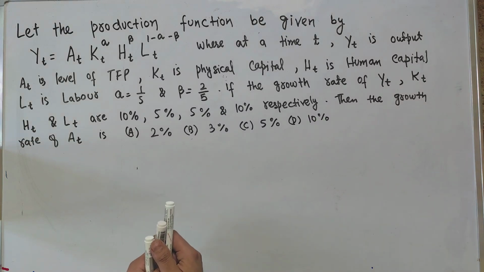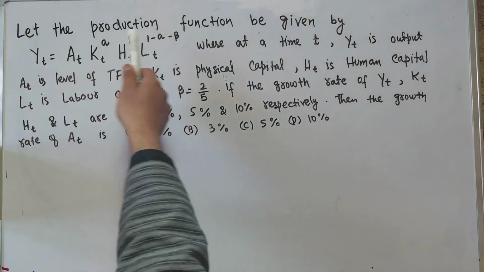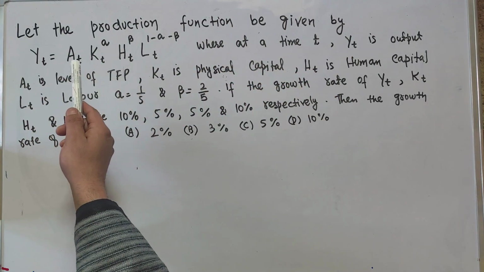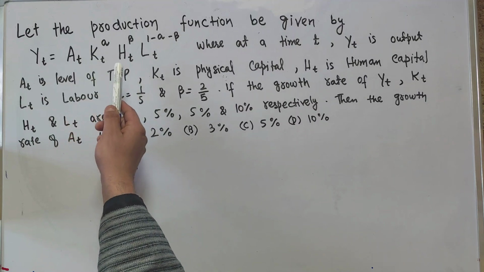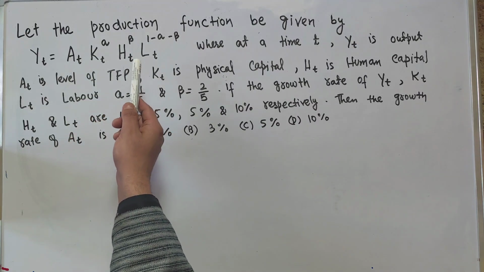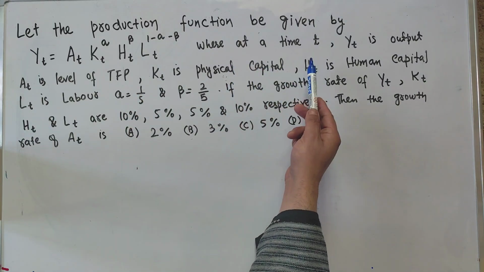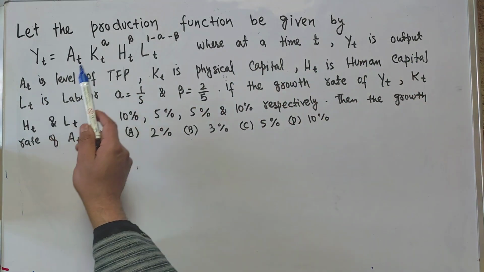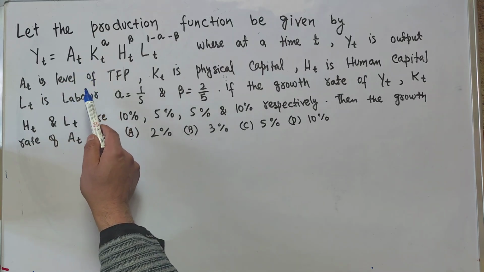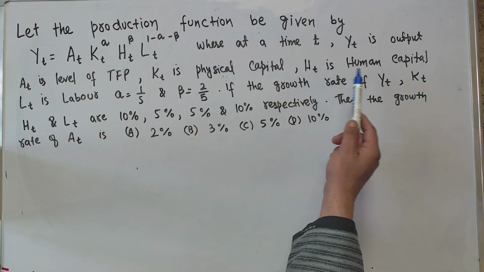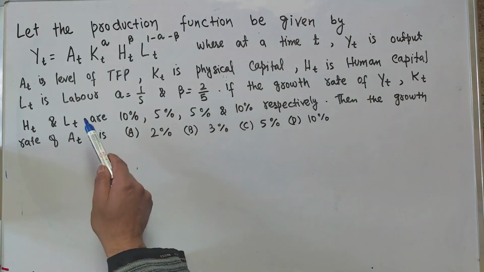In this video, we will solve a question on growth accounting. The question is: let the production function be given by Y_t = A_t times K_t raised to the power alpha times H_t raised to the power beta times L_t raised to the power 1 minus alpha minus beta, where at time t, Y_t denotes the output, A_t denotes the level of total factor productivity, K_t is the physical capital, H_t is the human capital, and L_t denotes the labor.